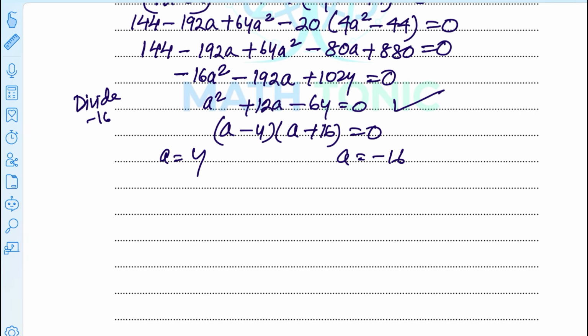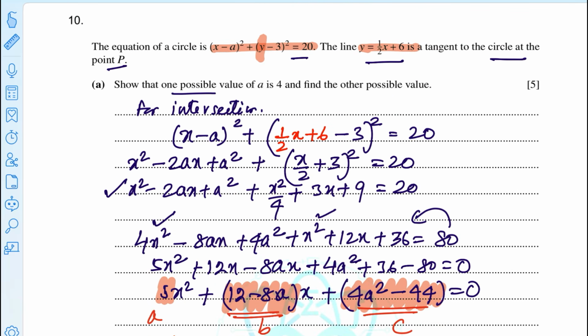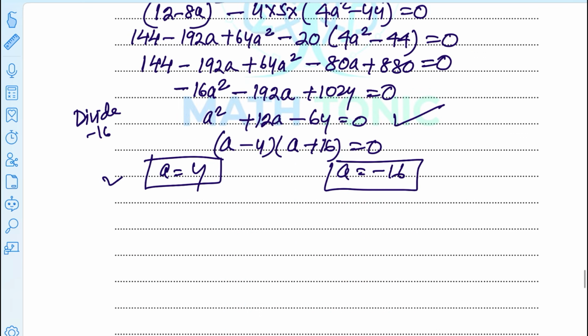So which one will I take? Is there any condition given? I don't think so. So a equals 4 and minus 16. The question says one possible value of a is 4, and find the other possible value. Okay, got it. So we got one value is 4, and the other value we got is minus 16. Is it okay?